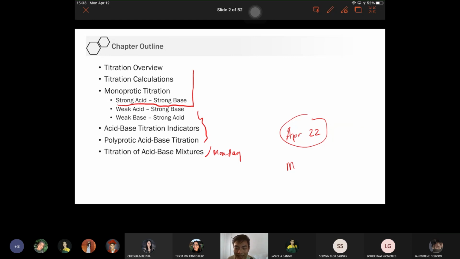Okay. Kaya ganun. So 3 meetings tayo for titration. Then April 22 to April 29, electrochem tayo. So magku-quiz kayo. Pero may session pa rin tayo that day ha. So pasensya na ha. Although medyo bibigyan ko kayo ng perks doon.